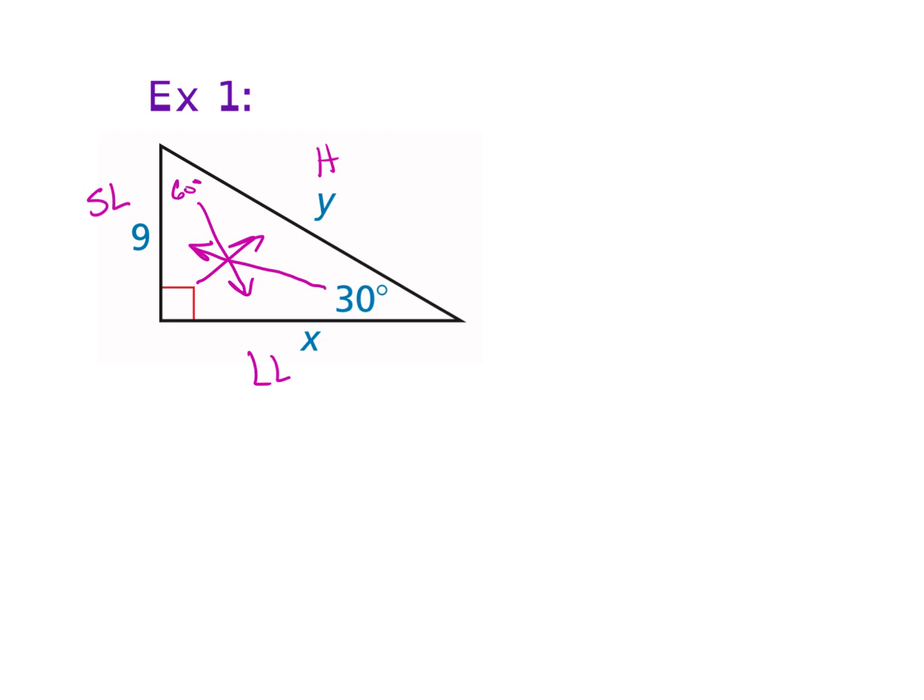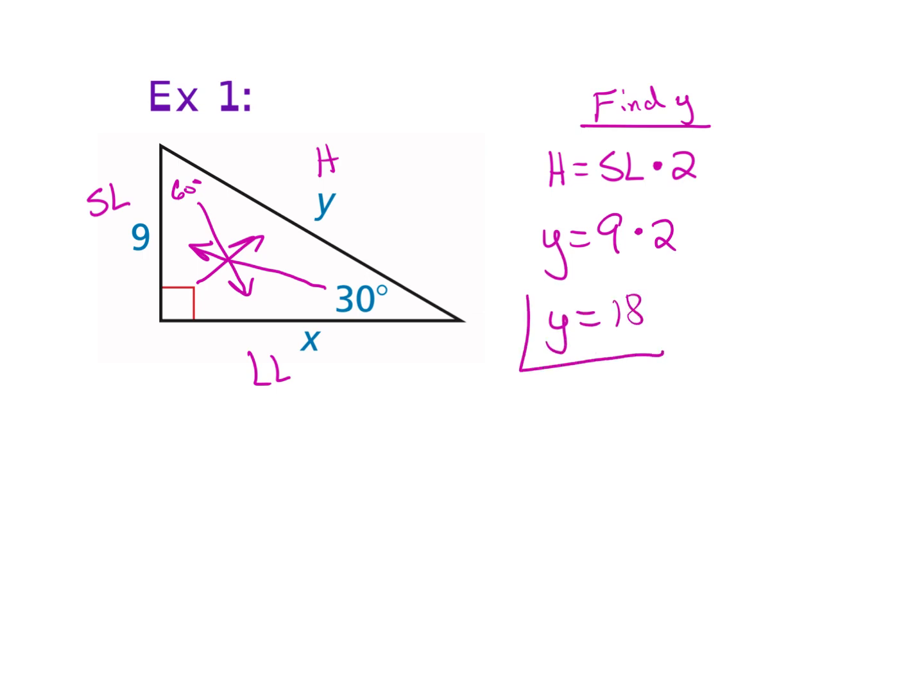So let's find y first. Y is the hypotenuse. And remember the formula for hypotenuse was hypotenuse is equal to the short leg times 2. So let's plug in for it. Our hypotenuse is y, our short leg is 9, and it's simply times 2. So y is just simply 18.